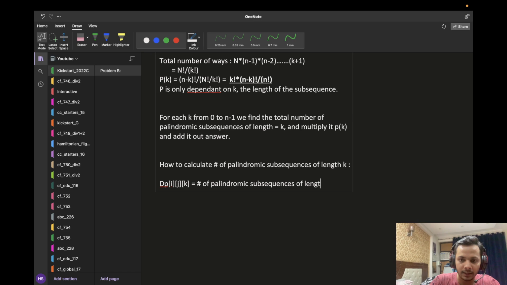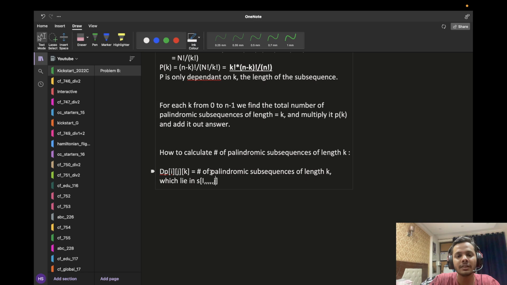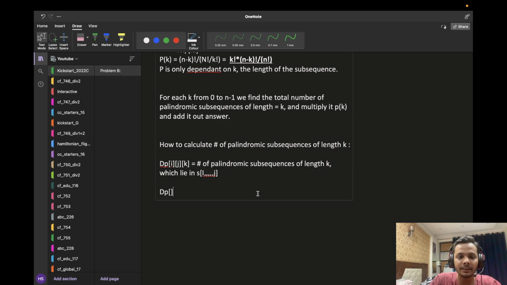of length k which lie in S of i to j, right? That means that particular subsequence is a subsequence of this substring from i to j. So starting from i and ending at j, how many palindromic subsequences of this particular substring exist whose length is equal to k? So for each k, the value we are interested in is nothing but dp of 1, n, k, right?